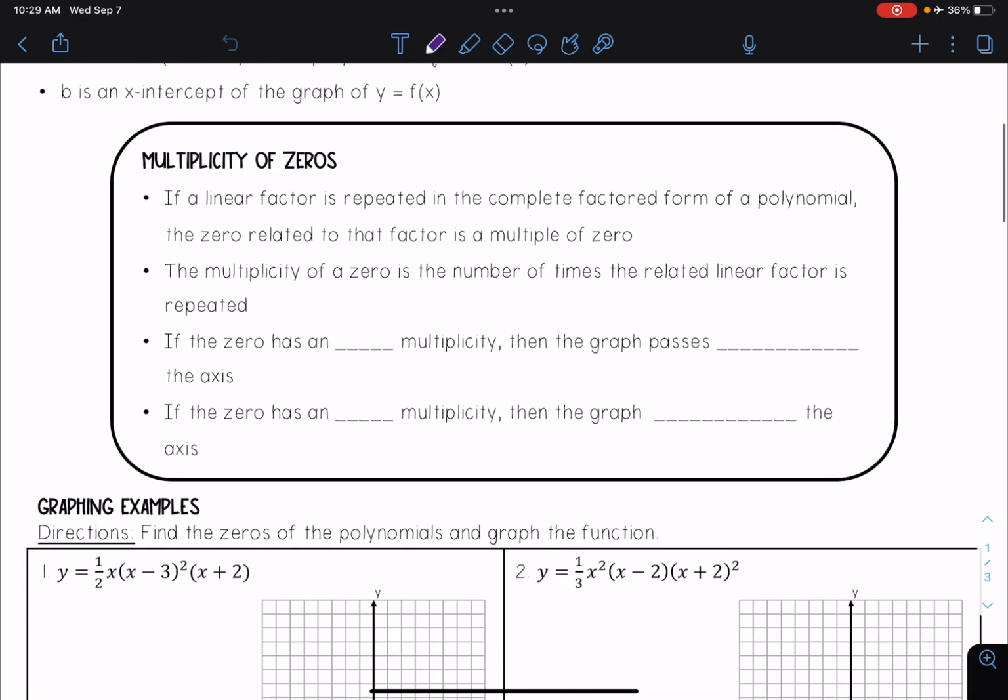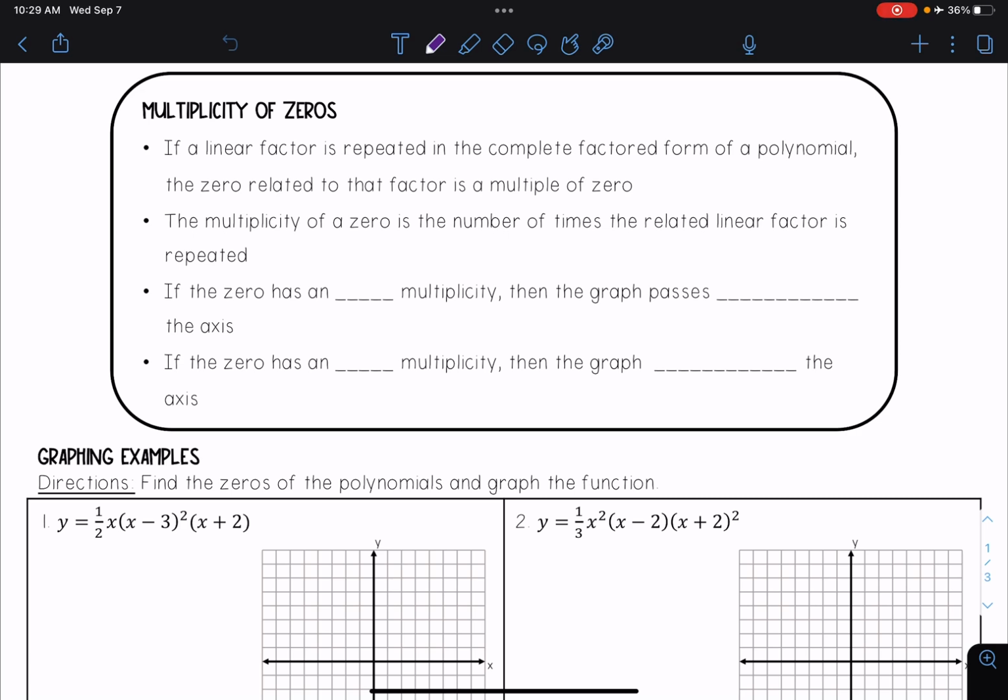And something else that we can use to help us graph these functions is something called multiplicity of zeros. So what we see is if a linear factor is repeated in the complete factored form of a polynomial, the zero related to that factor is a multiple zero. And the multiplicity of the zero is the number of times the related linear factor is repeated. So for instance, I could have that f of x is equal to x minus 1 times x minus 1. And so I see that the zero x equals 1 has multiplicity of 2 because the factor x minus 1 is repeated twice.